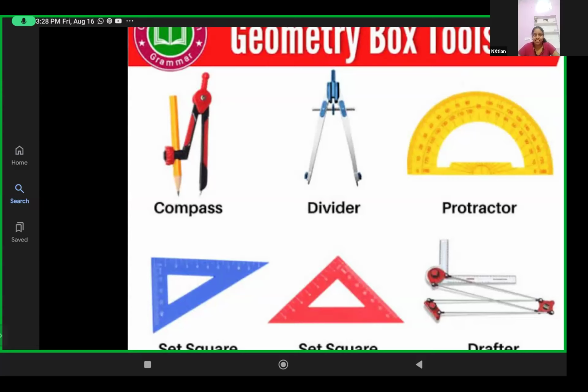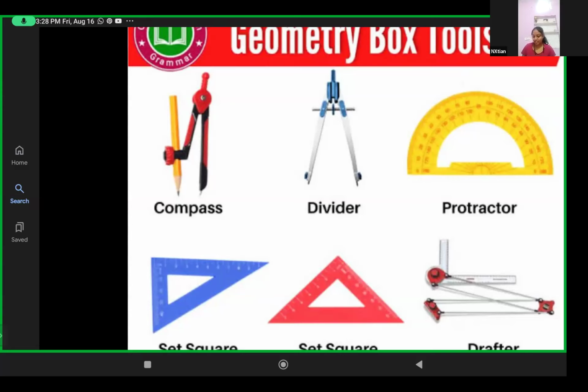Ma'am, you've got two compasses, which one is the divider? The red one is the compass and the black one is the divider. Correct. Yeah, I can see. Okay.